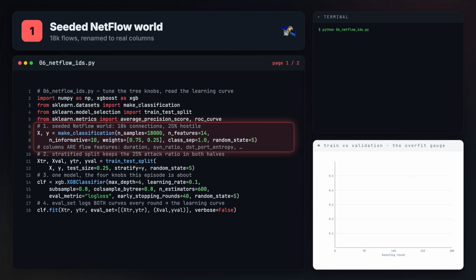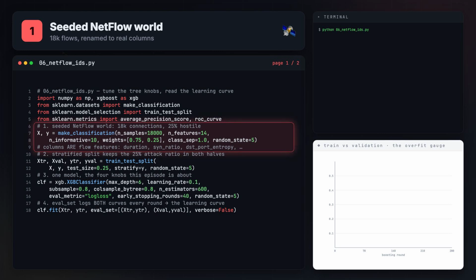First, the seeded flow table. Make classification builds 18,000 connections, 14 features, 10 of them informative, weighted 75-25, benign to attack, with class_sep 1.0 and random_state 5. Separable enough to be real, noisy enough to punish a memorizer.